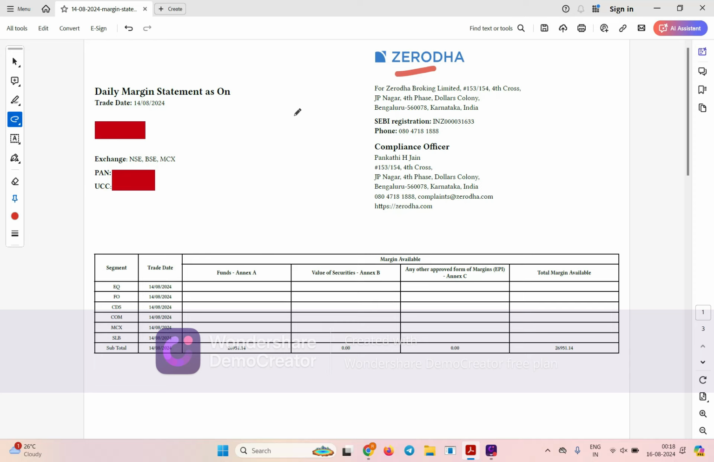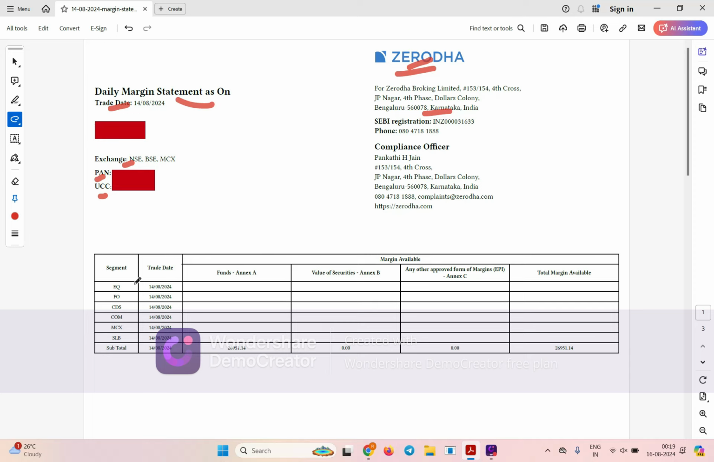You can see on the left hand side you have this daily margin statement. Here you have the trade date, and here you will be having the user ID and name. Exchange, whether you are trading in NSE or BSE and MCX, that is commodities. What is the PAN number? Here the UCC means user ID, and here you can see the Zerodha symbol. This is the broking firm address, that is Zerodha.